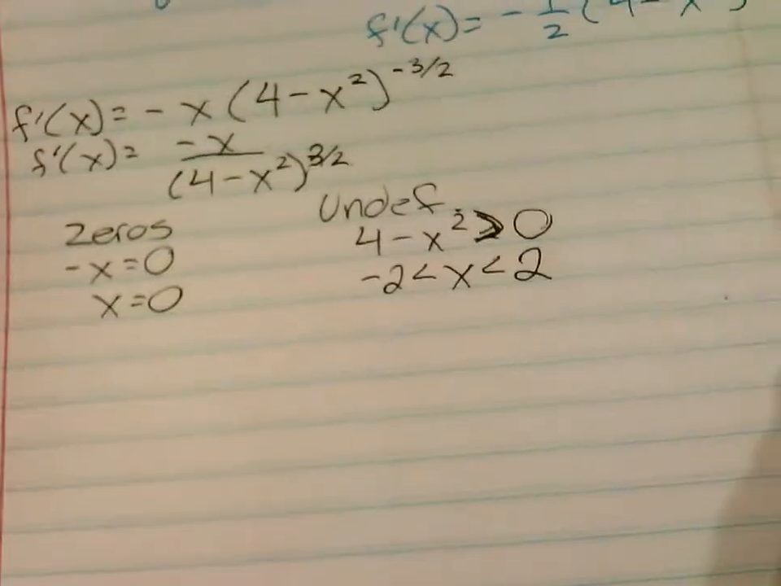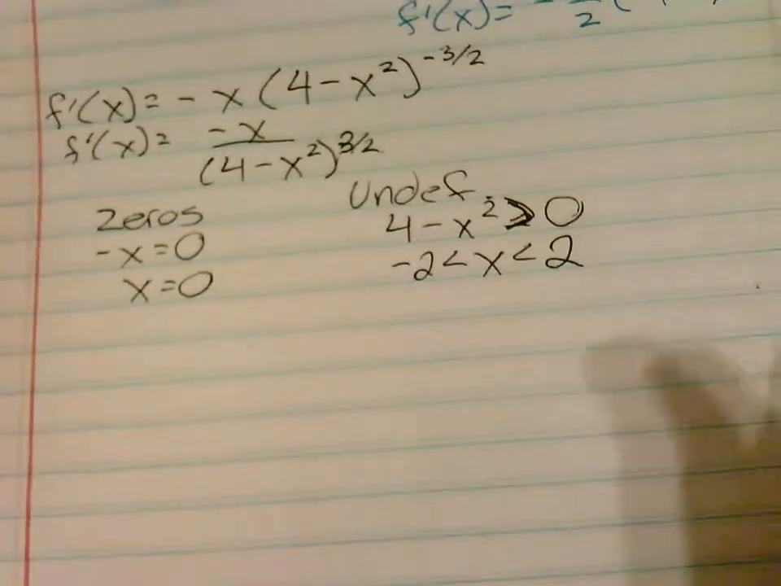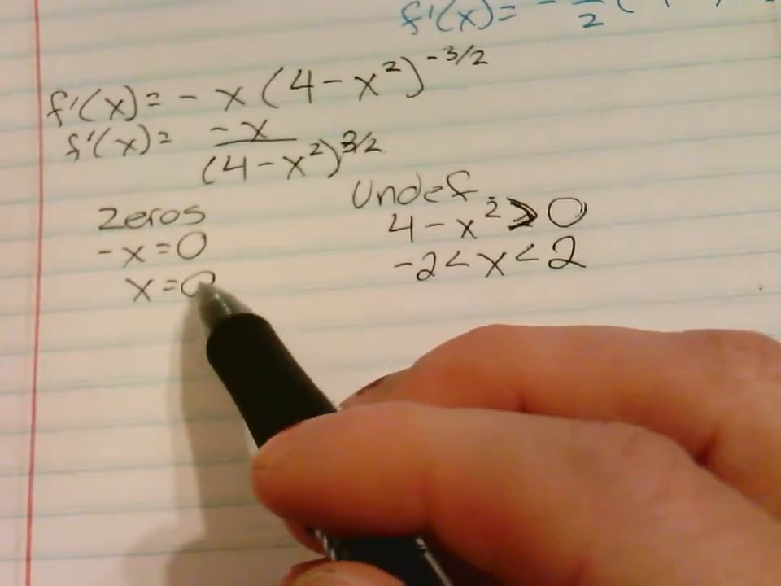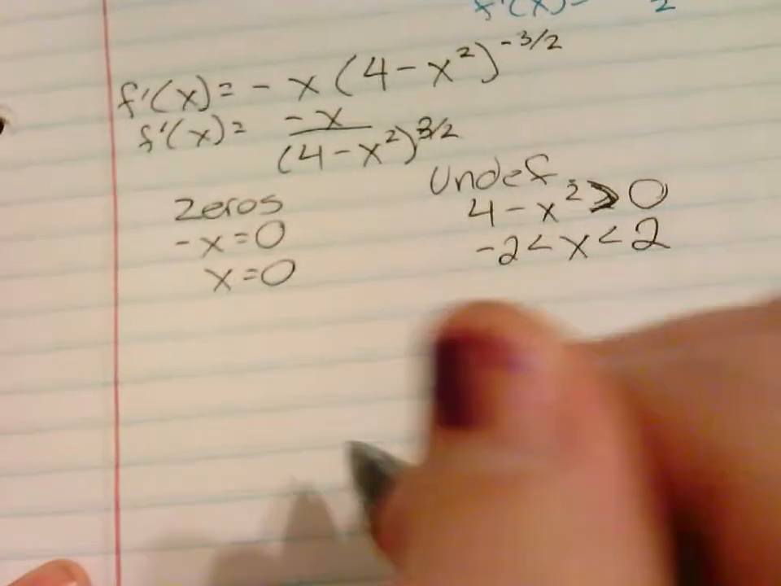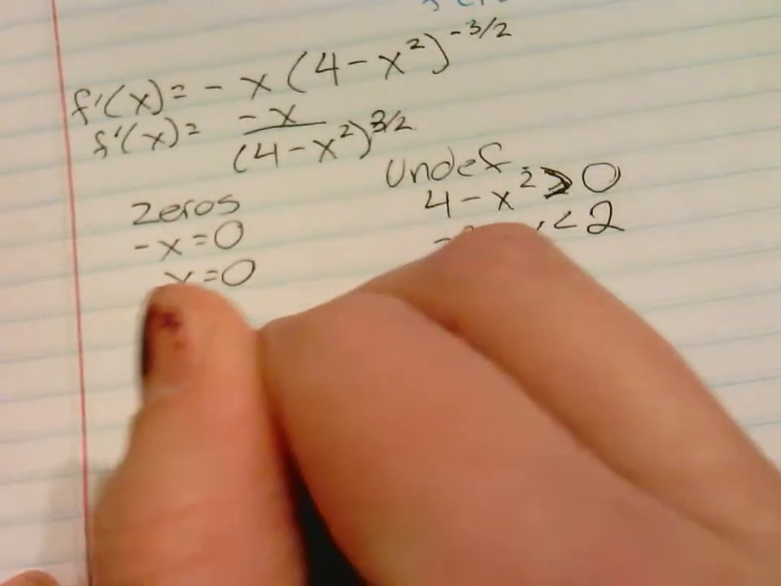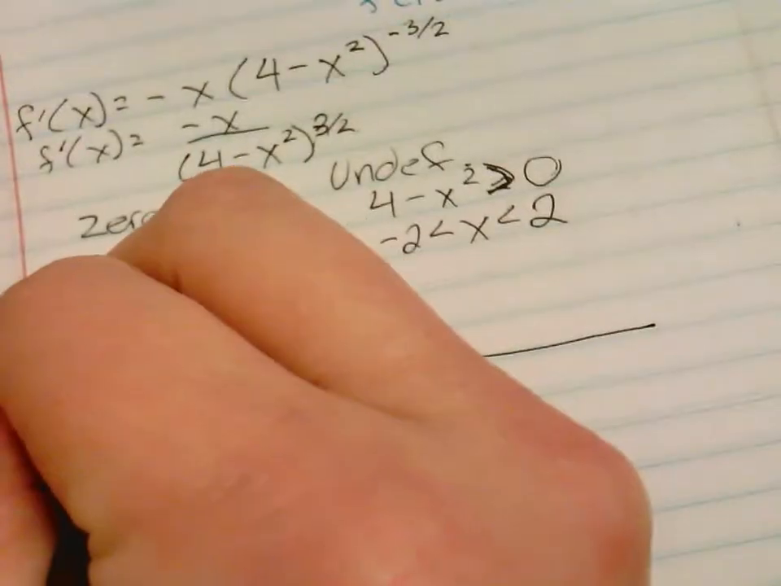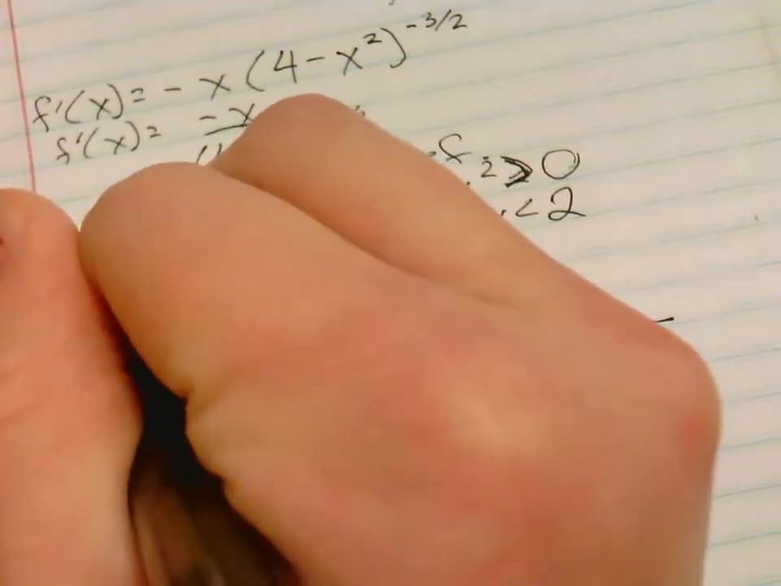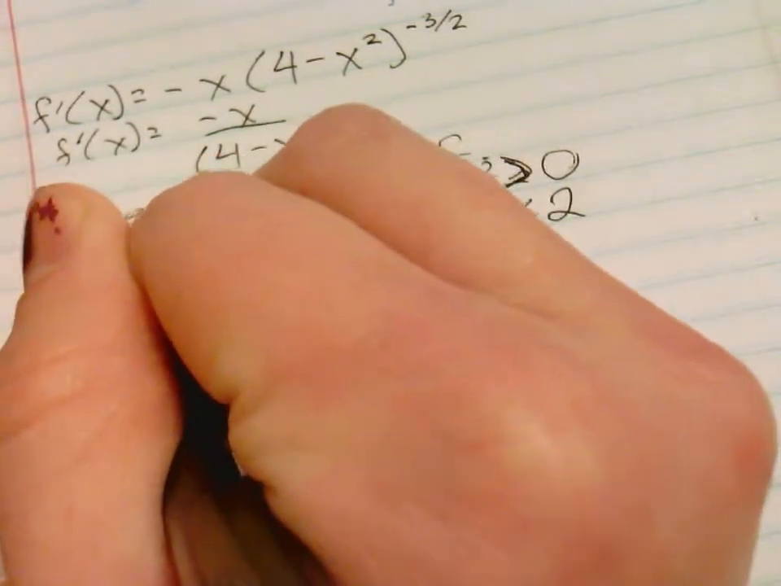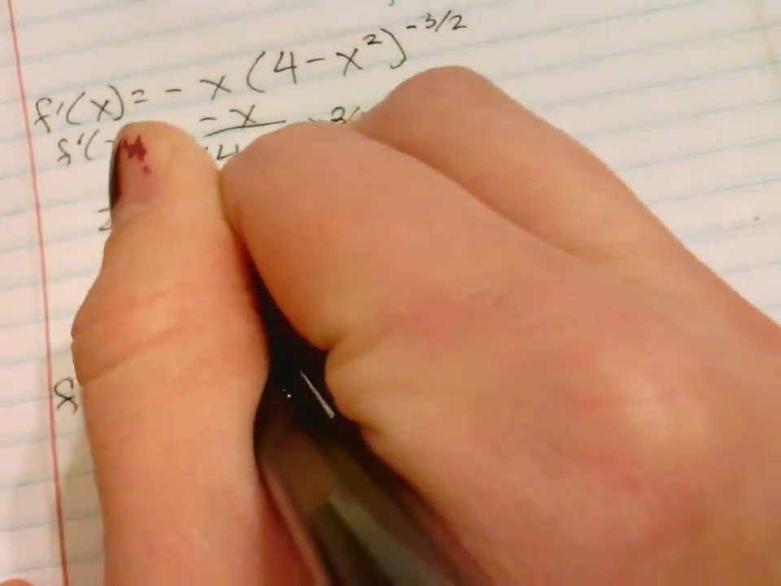Okay, so now we're going to see where the critical points are, if there are any. That's going to be if the sign is changing. So we're going to do our sign chart here. This is going to be a sign chart of f prime. And remember that f prime is negative x over (4 minus x squared) to the 3/2.